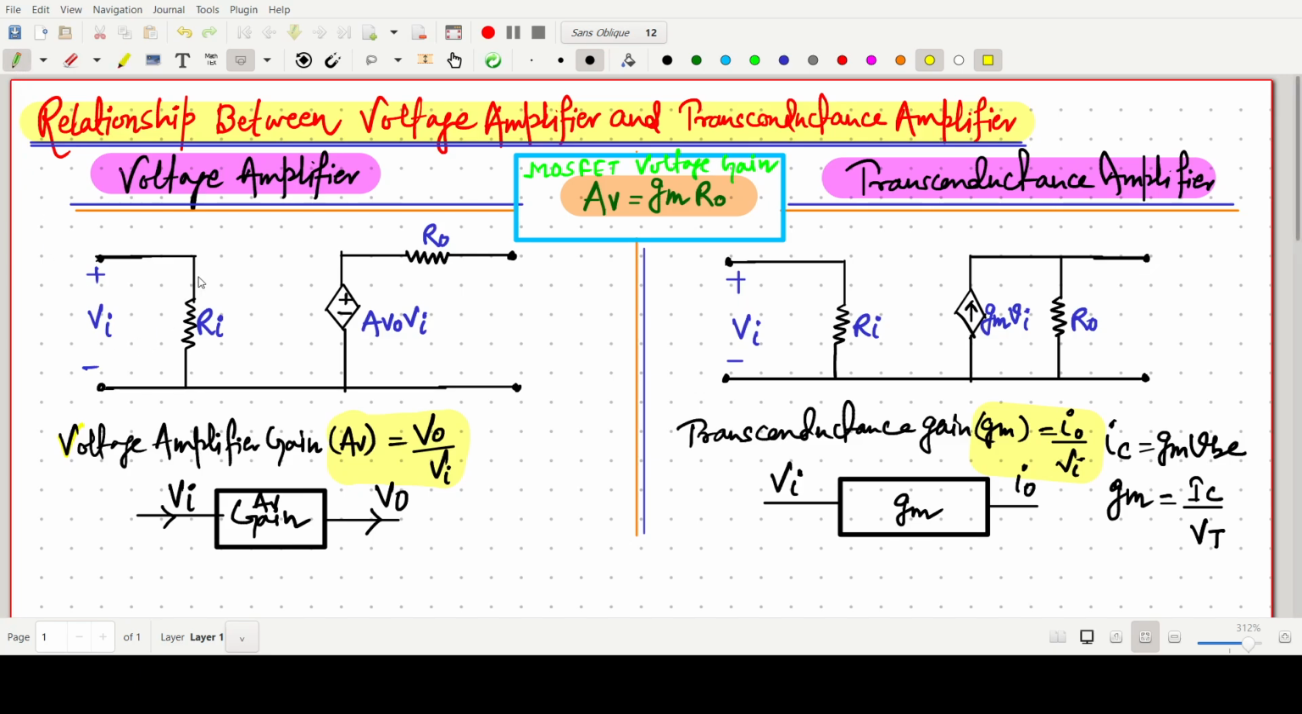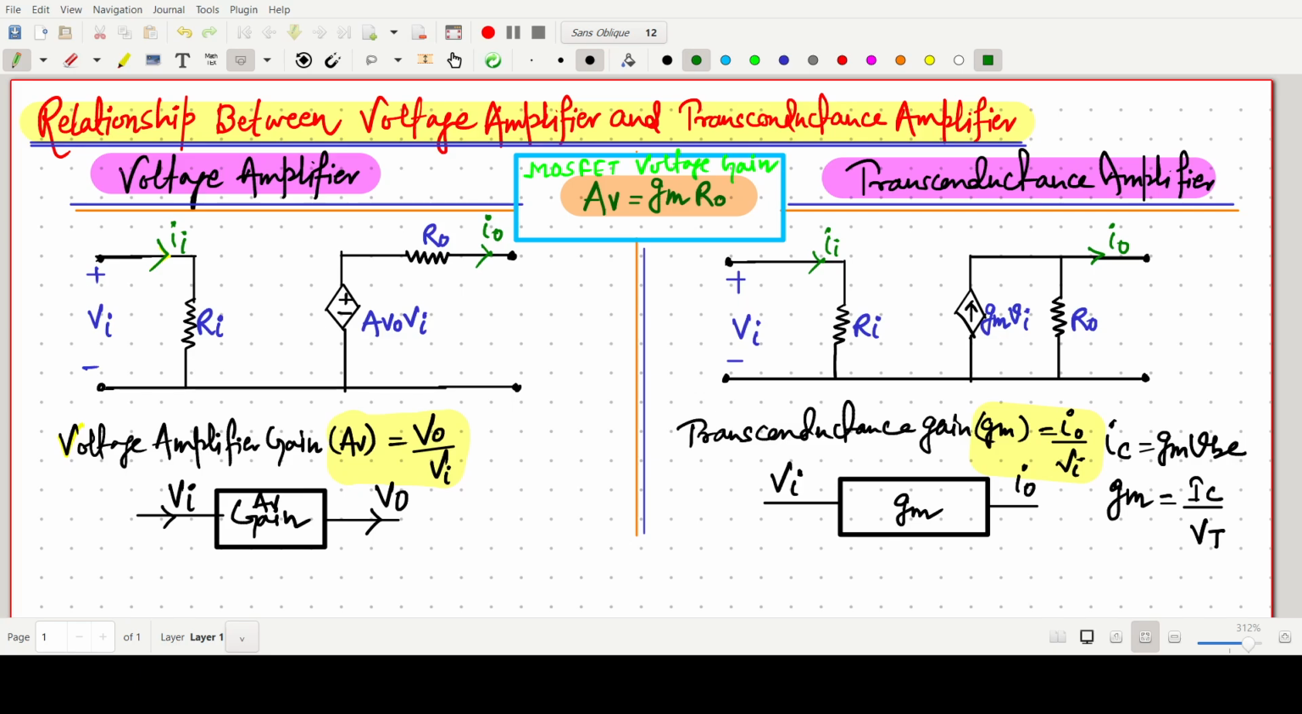In this equivalent model, this one is the input voltage Vi. Some current is flowing, say this current is Ii, and this current is going out, say Io. Here also we can write Ii, and some current Io is flowing.